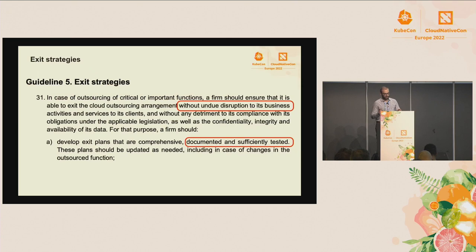Additional things in the exit strategy: we have three main exit plans. The first exit plan is to shut down the system, if you can shut down the important and critical process functionality. The second main strategy is to migrate from one cloud provider to another cloud provider. And the third one is to migrate from the cloud provider to on-premise, to a private cloud.